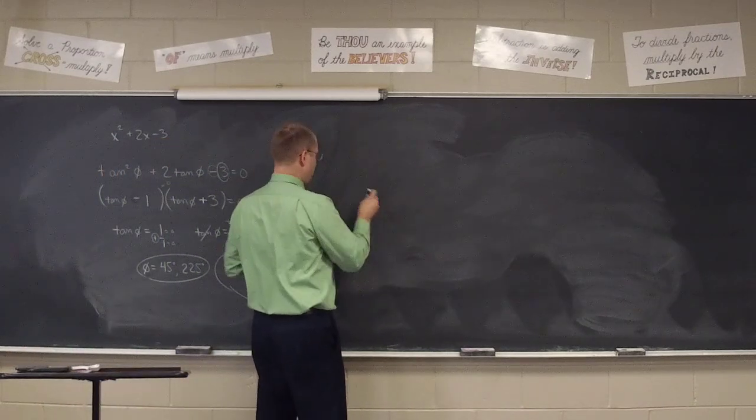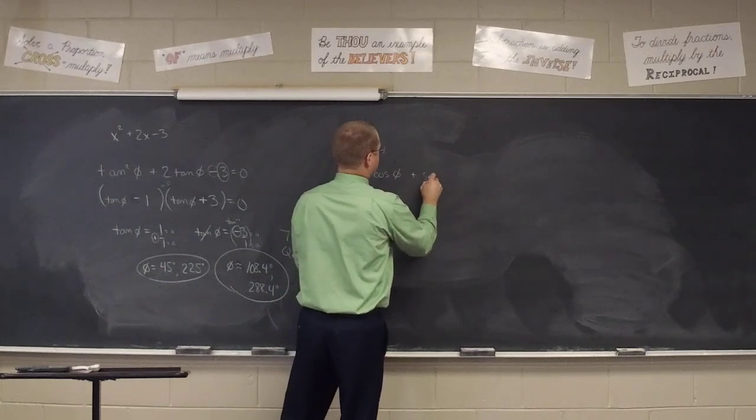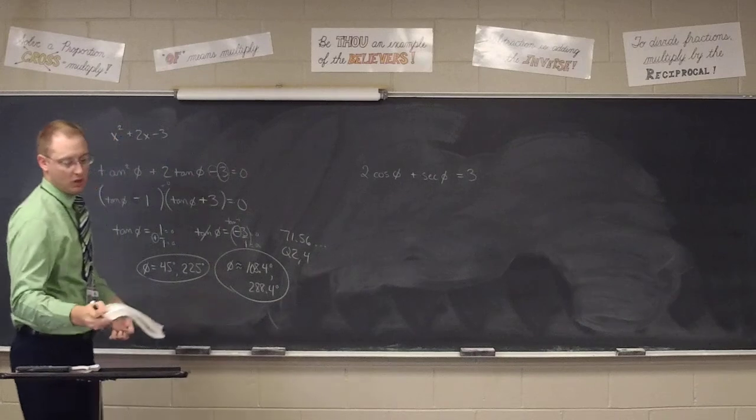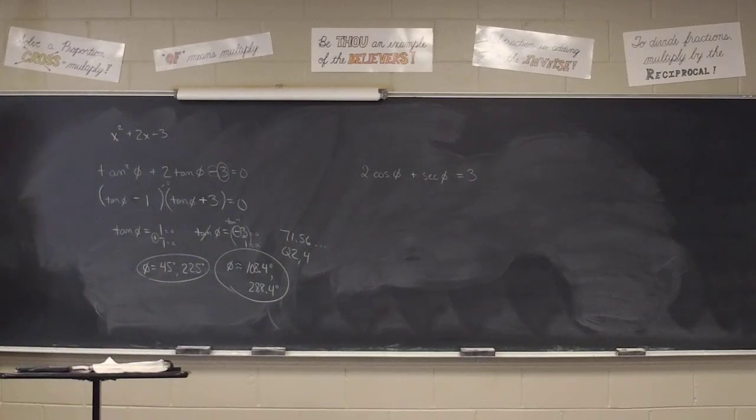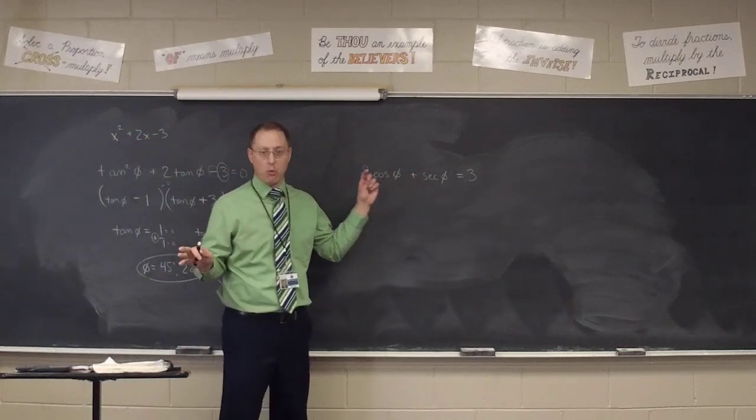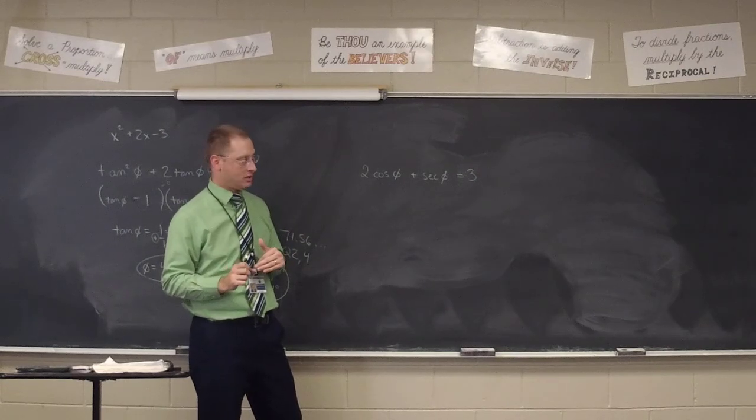Number 20, we have 2 cosine phi plus secant phi equals 3. Why don't you put secant as 1 over cosine? Here, Chris, I was actually going to call on you. That's a wonderful idea. Why is it so wonderful to put secant as 1 over cosine, class? They'll cancel.